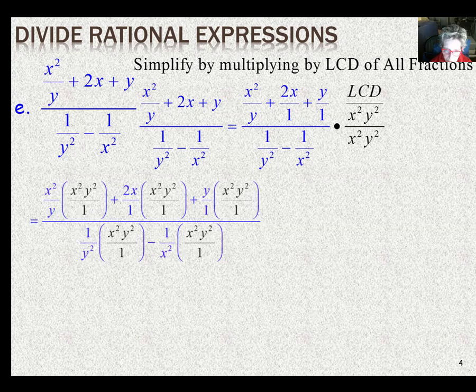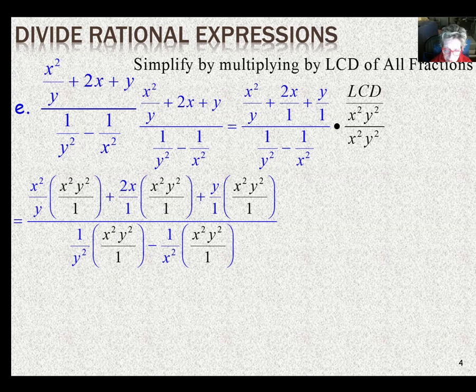The next step, I broke it down into baby steps. I'm taking the LCD times each term in the numerator and the denominator so that you can see how we cancel things out. The y goes into y squared y times. There's nothing else in the numerator that I can cancel. But in the denominator position, I can cancel out my y squareds. I can cancel out my x squareds.